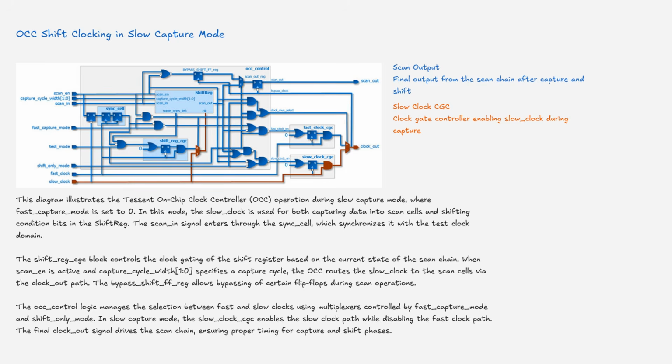The on-chip clock control logic manages the selection between fast and slow clocks using multiplexers controlled by fast capture mode and shift-only mode. In slow capture mode, the slow clock gating control enables the slow clock path while disabling the fast clock path. The final clock out signal drives the scan chain, ensuring proper timing for capture and shift phases.